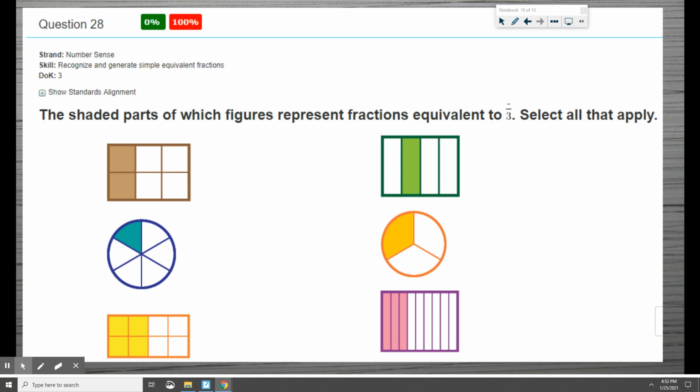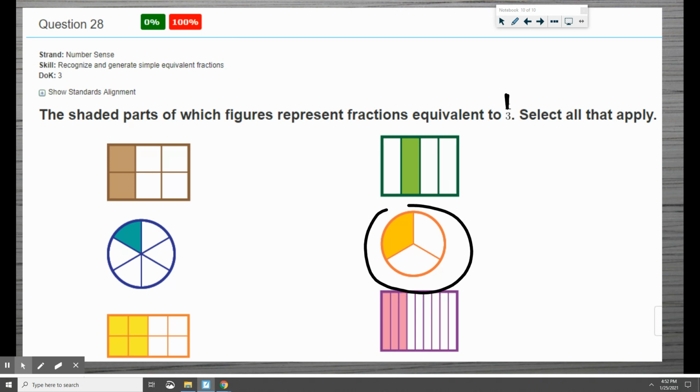So the question says, the shaded part of which figures represents fractions equivalent to 1/3. Hard to see, but it is 1/3. Right away, I know the simple one is to look at the figure that has 3 pieces and see that one is shaded. So I know this is equal to 1/3. But here's the thing. It says figures, which means plural, so I'm going to have more than one.